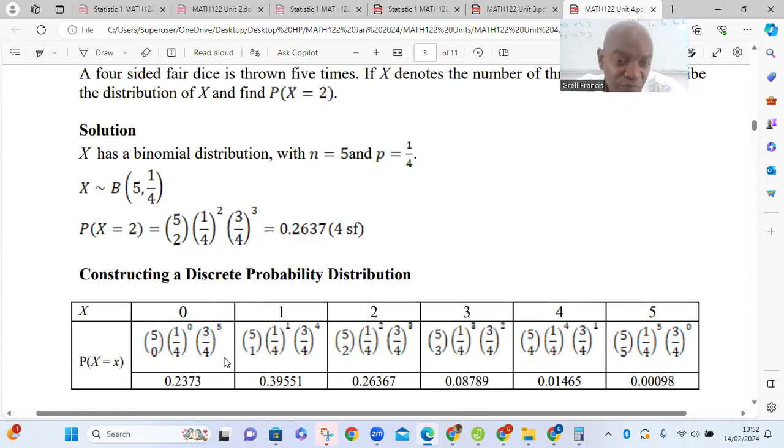So the probability of getting 3 3s is 0.08789. The probability of getting 5 3s is 0.00098. And the probability of not getting a 3 at all is 0.2373.